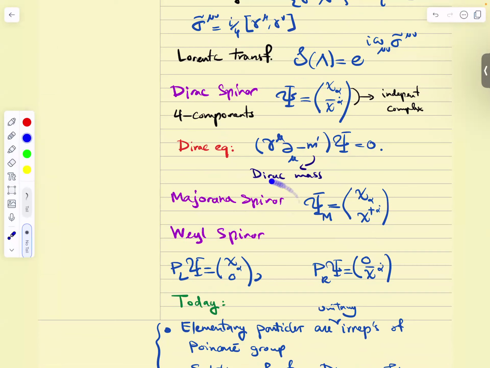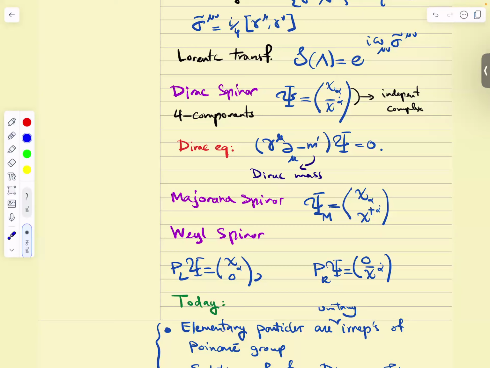Then a Majorana spinor, in Dirac notation, is a particle where the left-handed and the right-handed components are built out of the left-handed one. We're going to give these names today. One of them we're going to call the particle. The other one we're going to call the antiparticle. So Majorana, in this new terminology, is a particle that is its own antiparticle. It's a spinor that's its own antiparticle. That's a Majorana spinor, right?